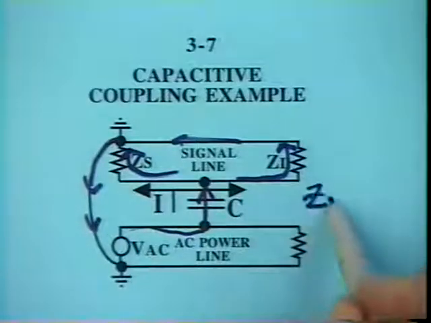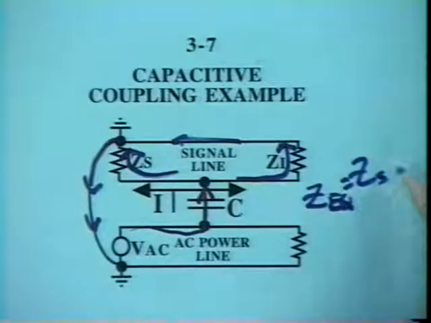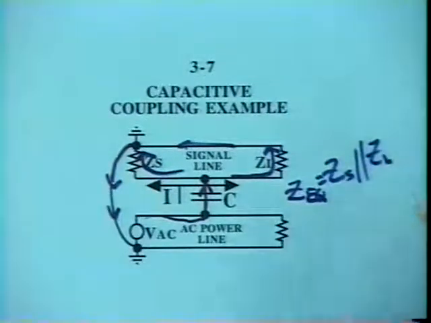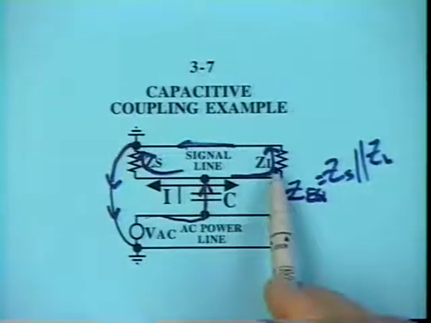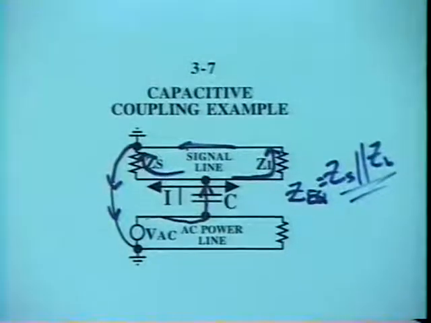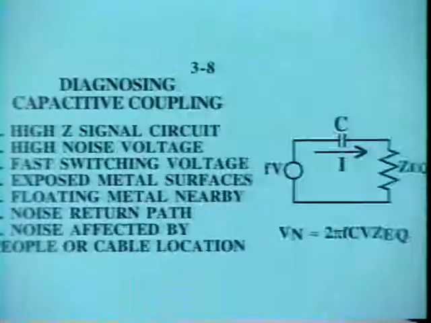That tells us the equivalent impedance we're looking for here is the source in parallel with the load. That's how we evaluate the impedance of the susceptible circuit. Put the two in parallel. And we do it that way because that's simply the way the electric field coupled current sees the problem.